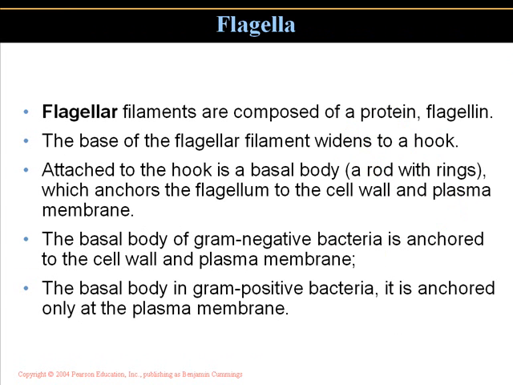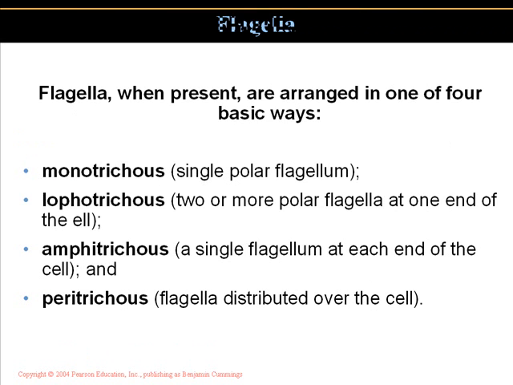The flagella, as we've alluded to earlier, are filaments composed of the protein flagellin. The base of the flagellum filament widens to a hook. Attached to the hook is the basal body, a rod with rings, which anchors the flagellum to the cell wall and the plasma membrane. The basal body of gram-negative bacteria is anchored to the cell wall and the plasma membrane. The basal body in gram-positive bacteria is anchored only at the plasma membrane.